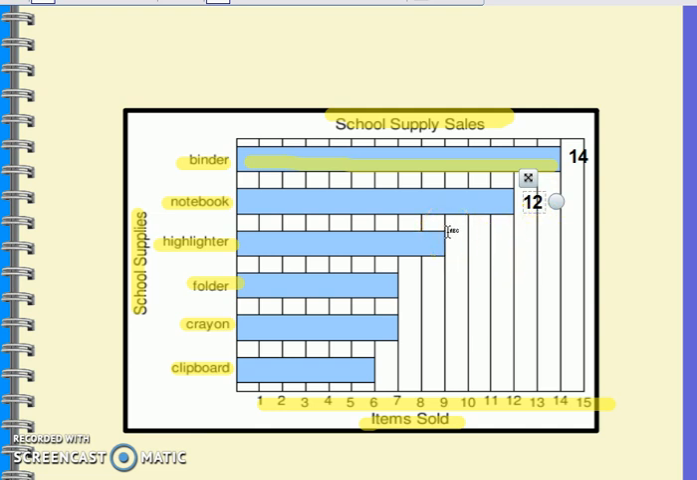I will continue labeling each bar. 9 highlighters, 7 folders, 7 crayons, and 6 clipboards.